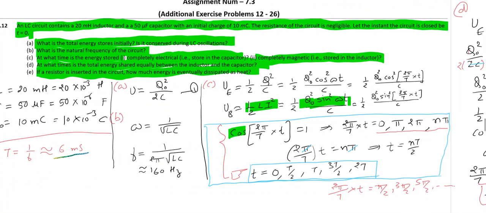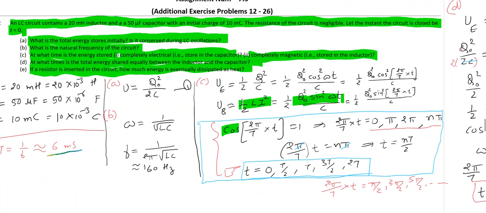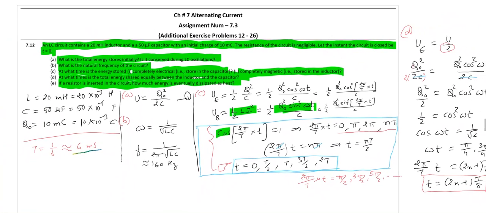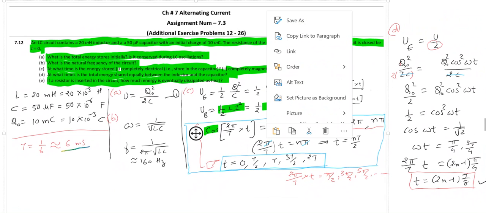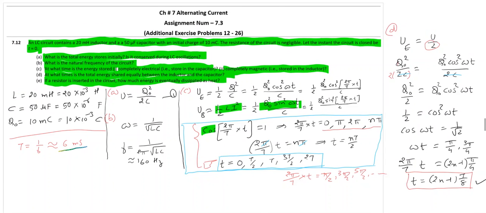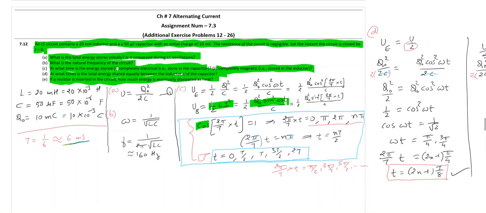Lastly, what will happen if you insert a resistor? If you insert a resistor, the resistor is dissipating energy, and the energy will be gradually converted into heat. How much time it will take depends on the resistor value, but whatever energy you have stored in the circuit will be gradually dissipated in the form of heat energy if a resistor is added to the circuit. So that was the problem. I hope you could understand. Thank you.